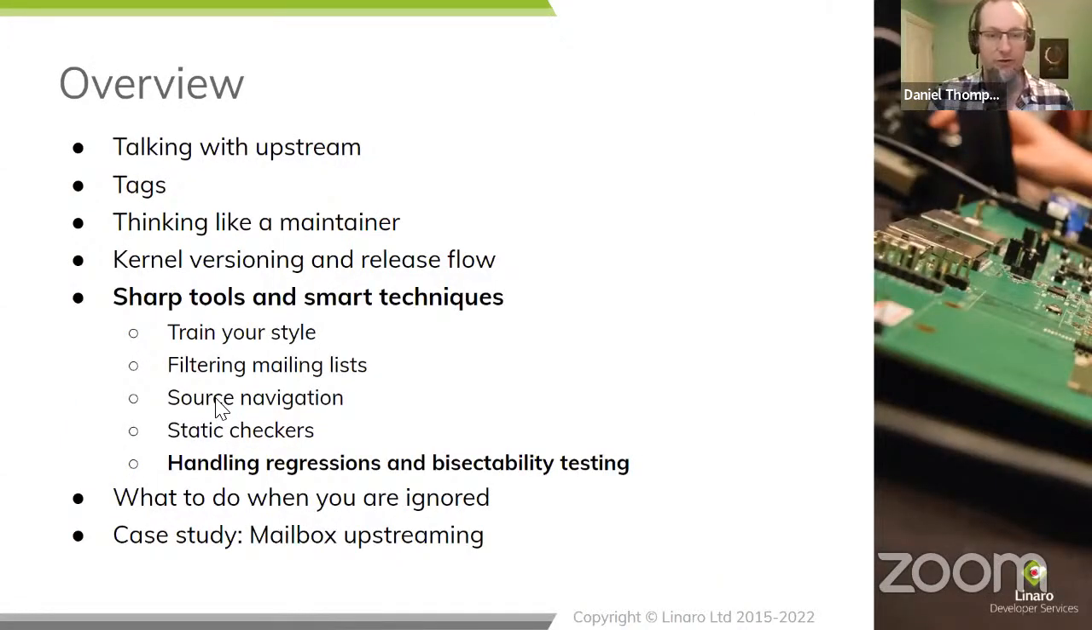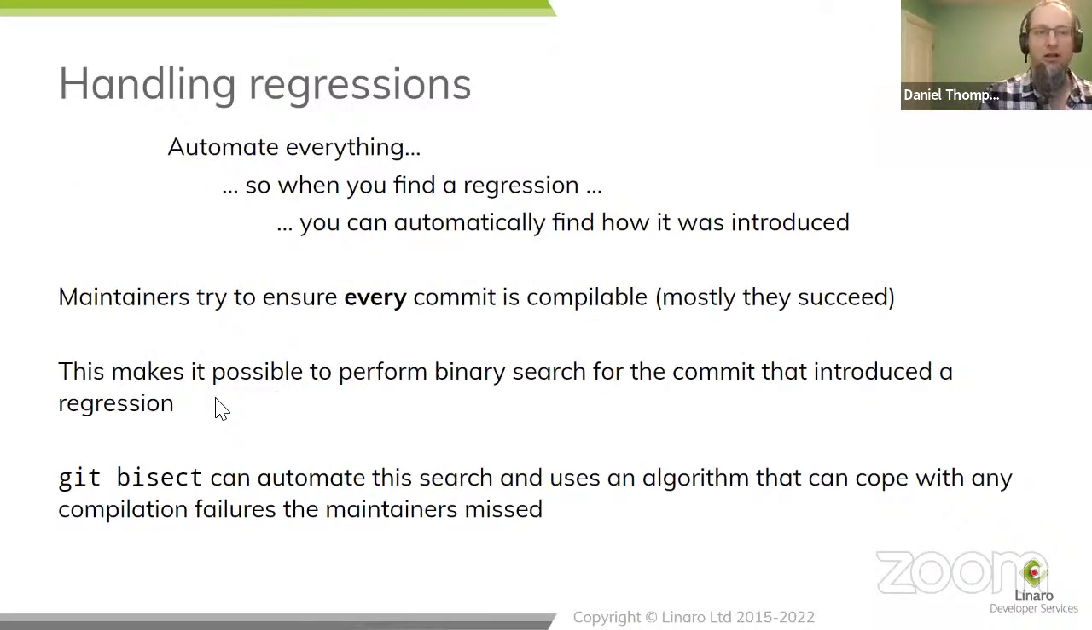So the final thing we're going to move on to in the tools and techniques section is just handling regressions. So the overall philosophy I have to offer you with regressions is to automate everything you can. If you automate everything, when you find that regression, then the automation will help you find when it was introduced. Automating everything can be hard. It can be time consuming.